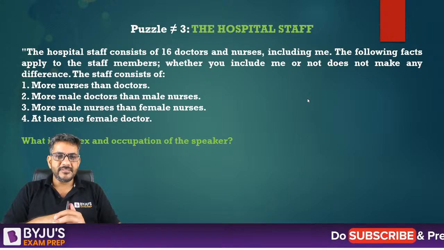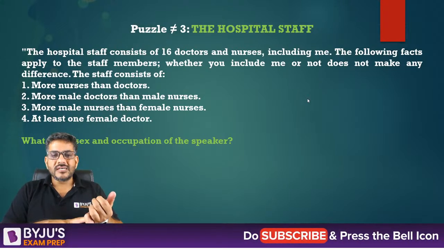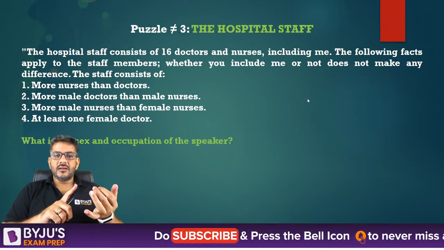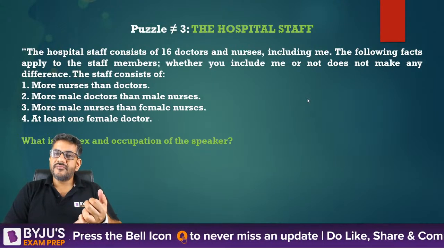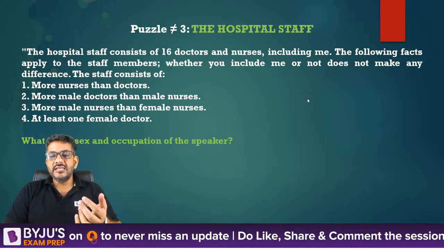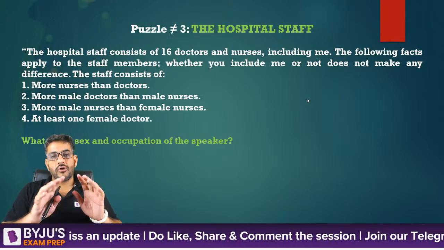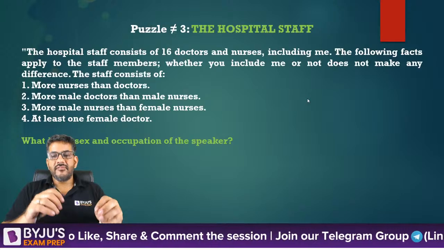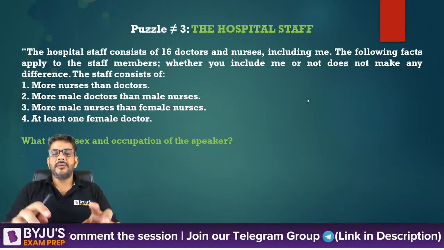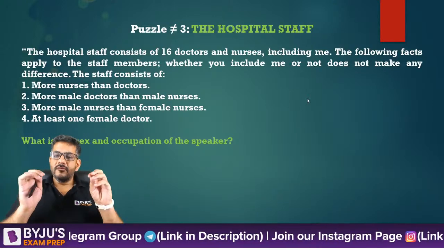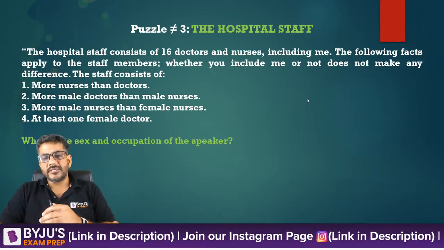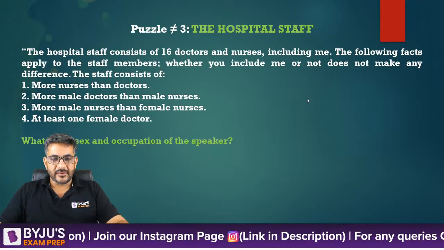What are these four statements? There are more nurses than doctors. There are more male doctors than male nurses. There are more male nurses than female nurses. And at least one female doctor is also there. So from that, we have to figure out whether these people are male nurses, female nurse, male doctor, female doctor. We have to figure out the sex and occupation of the speaker. This is what we have to do.